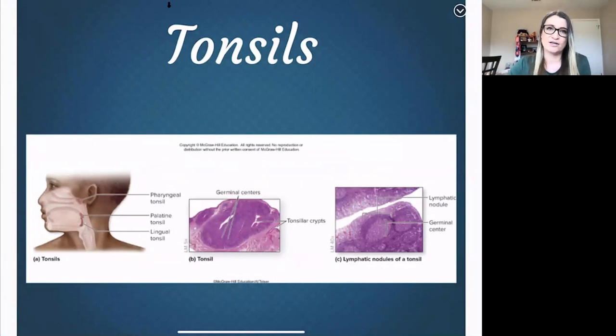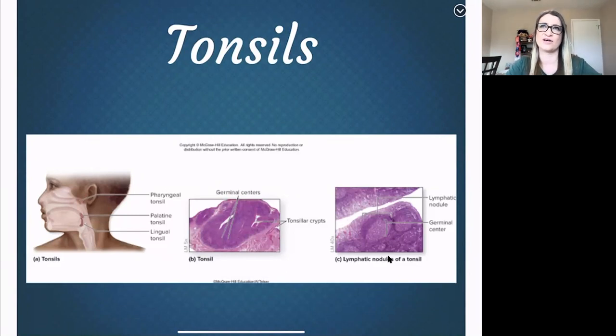Tonsils are your secondary lymphatic nodules. We don't call these organs because they don't have a complete capsule. They do have a partial capsule on the exposed part, but wherever they're attached to your body, the capsule doesn't go underneath, so it's not a complete capsule. Tonsils protect you from things that you might inhale or ingest. They are located in the pharynx.